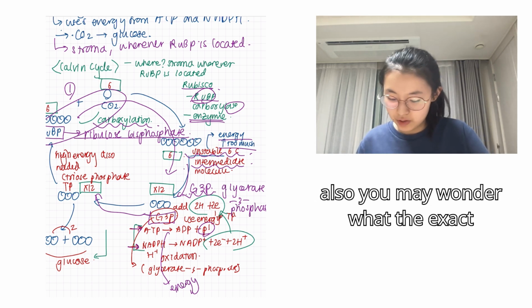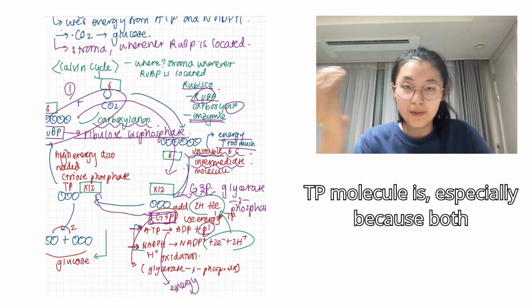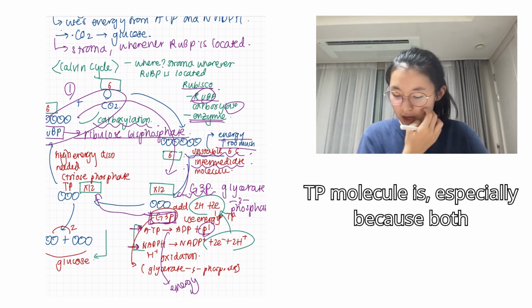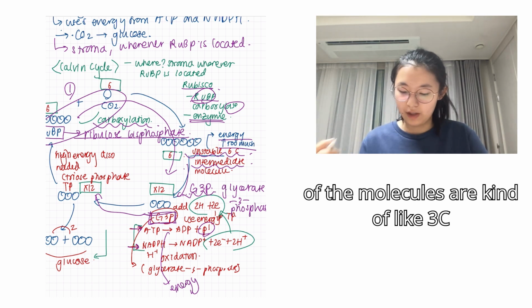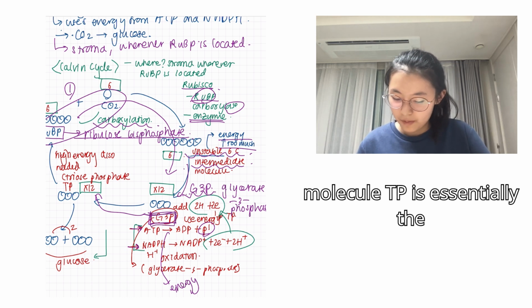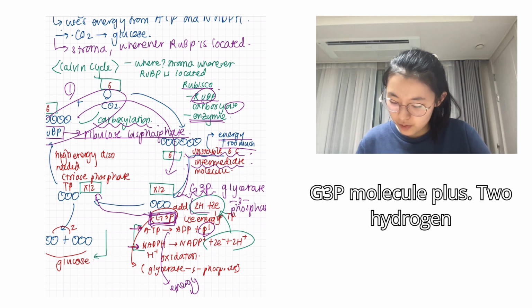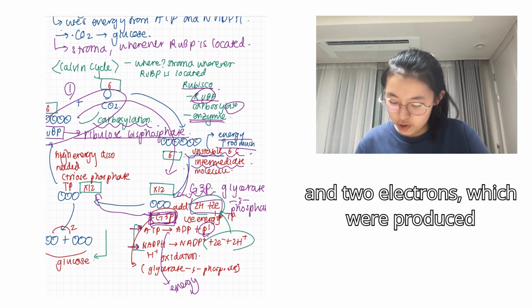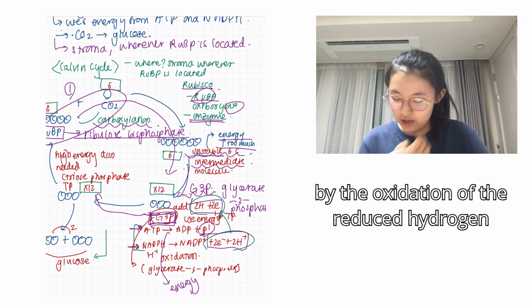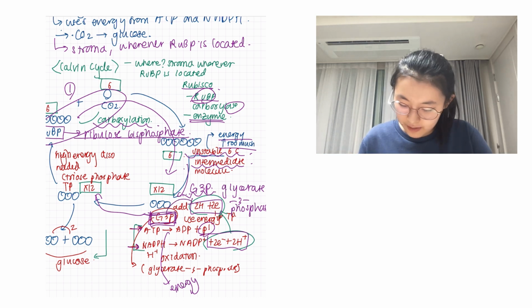And by the way, you may wonder what the exact difference is between a G3P molecule and a TP molecule, especially because both are 3C molecules. The difference is that TP is essentially the G3P molecule plus 2 hydrogen and 2 electrons, which were produced by the oxidation of the reduced hydrogen carrier NADPH. So there's that.